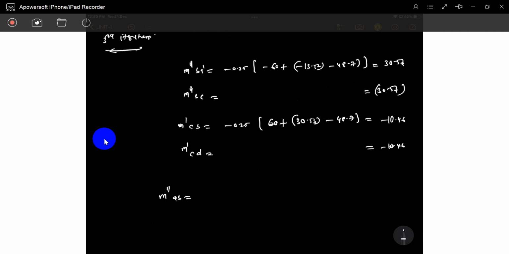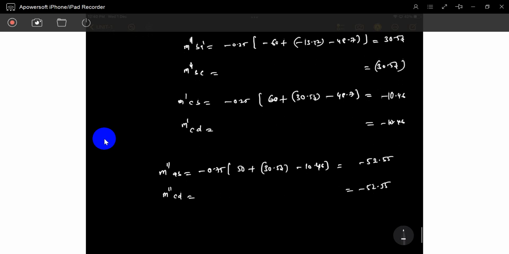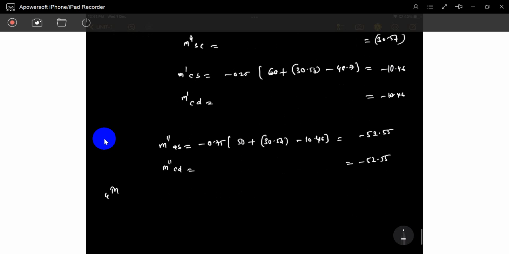Now the translational for AB, you will get the same: 0.75 times 50, 30.53, 30.53, and here it's 10.46. With 10.46 from the top and 0 from the bottom, this value goes to minus 52.55. Same thing, MAB, and CD also you will get minus 52.55. So go to the fourth iteration.